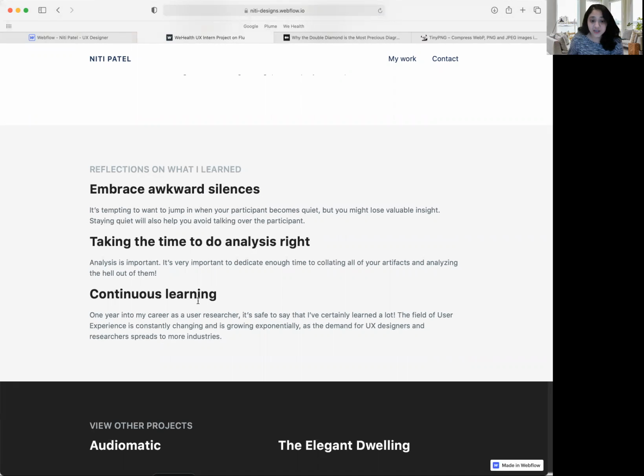Second thing is taking time to do analysis right. Doing an affinity map is a huge task. I like to watch videos and watch their body language, which tells us a little bit, because sometimes the words are different from what we are thinking. What we say is very different from what we think, and that can help. So taking time to do analysis right, doing the affinity mapping right, and coming up with user insights takes about a week or more.